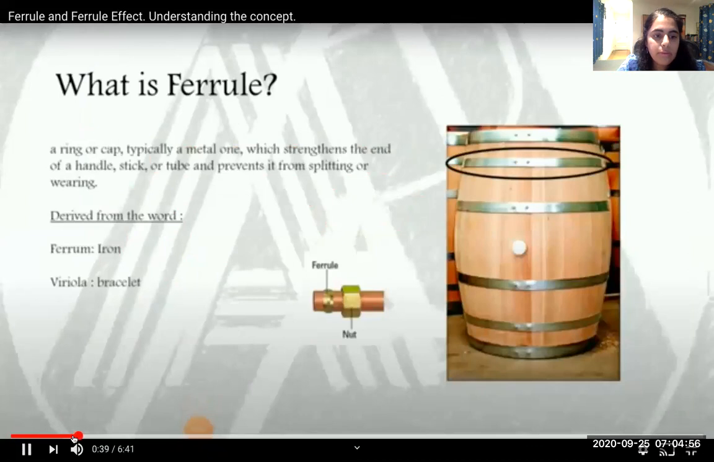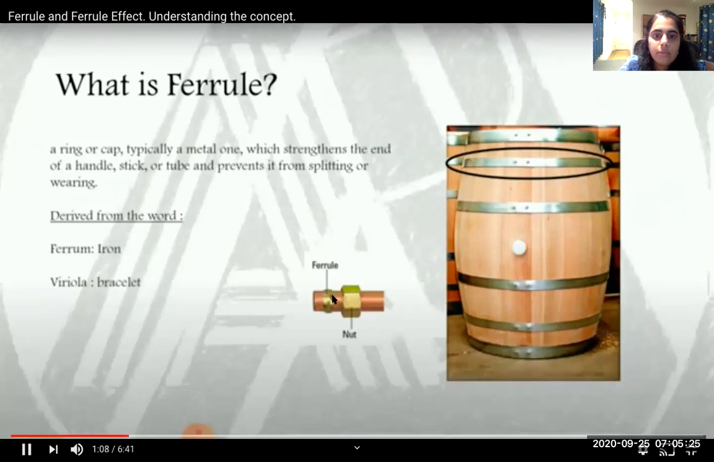So ferrule, it is derived from the word ferrum, which means iron, and variola, which means bracelet. So ferrule, it is a ring or cap, typically a metal one which strengthens the end of a handle or tube and prevents it from splitting or wearing. So in the figure we can see that the barrel has multiple metal rings which are surrounded in a 360-degree fashion. These metal plates strengthen the barrel and prevent it from splitting or wearing.